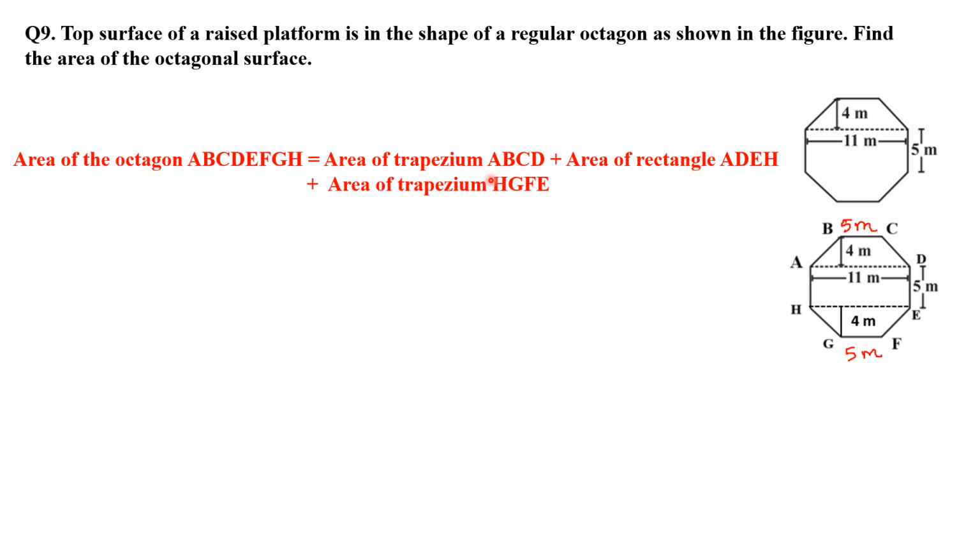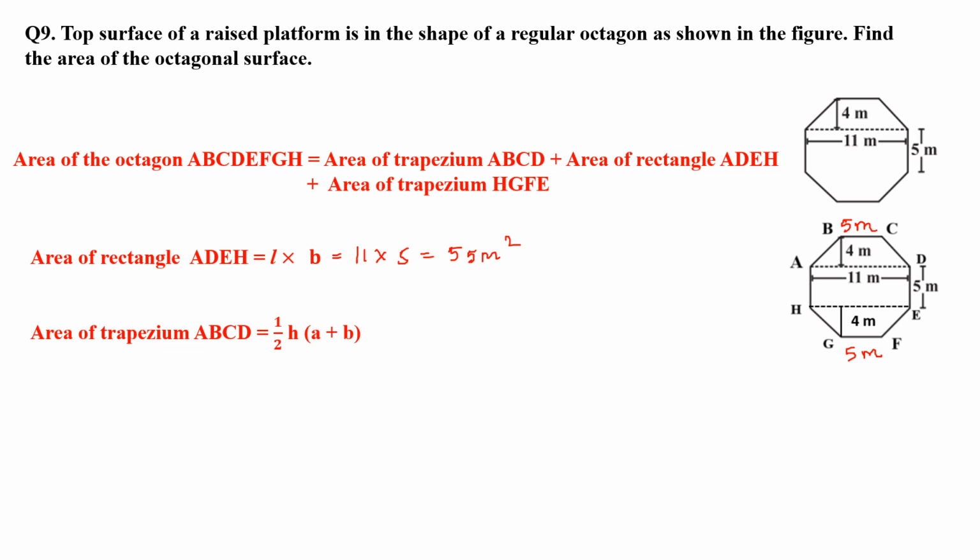So area of the octagon will be area of the trapezium ABCD plus area of the rectangle ADEH plus area of the trapezium HEFG. Now we will find the area of each shape one by one. So area of the rectangle is length into breadth. So from here I can write my area of the rectangle will be 11 into 5 and which will give me 55 meter square.